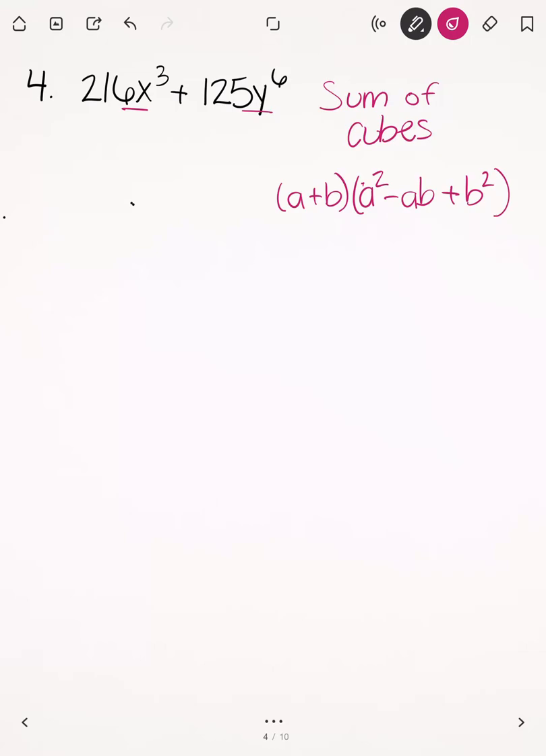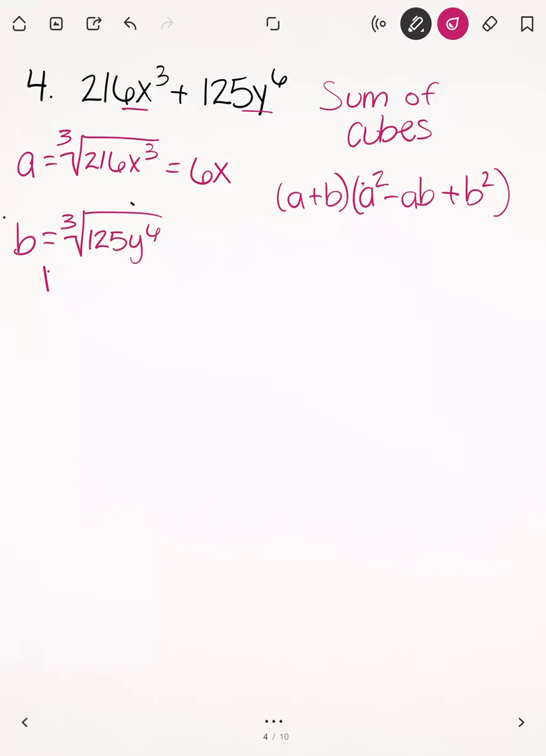Okay, so there is the pattern. I need to take the cube root of this first term. The cube root of 216x cubed is 6x. Then for b, I need to take the cube root of the second term, 125y to the 6th. That is 5y squared. Anywhere I see an a, I'm plugging in 6x. Anywhere I see a b, I am plugging in 5y squared. So this factors to 6x plus 5y squared.